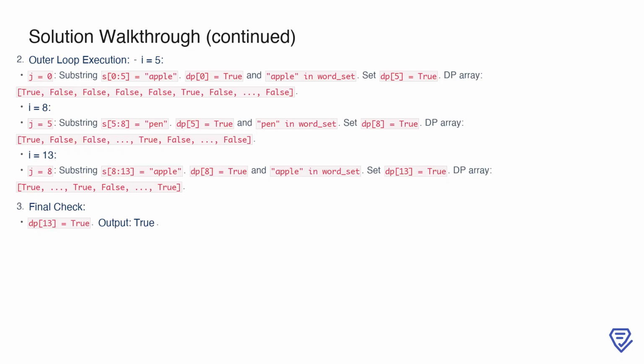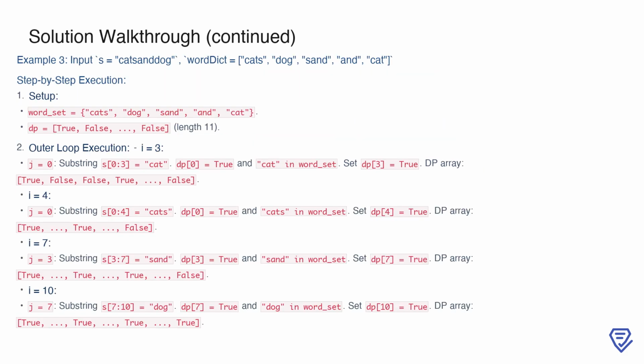Finally, for i equals 13, the substring s[8:13] equals "apple". As dp[8] is true and "apple" exists in the word set, we set dp[13] to true. The dp array reflects these updates, demonstrating that the string can be successfully segmented.